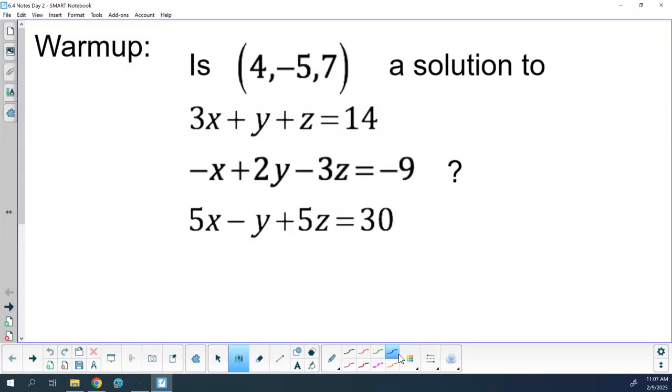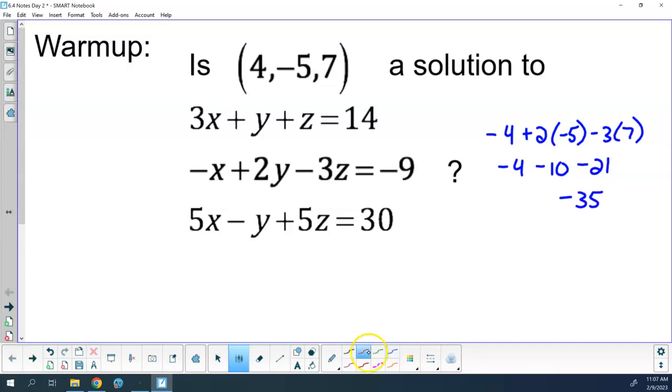So we would have negative of 4 plus 2 times negative 5 minus 3 times 7. That's going to be negative 4 minus 10 minus 21. That's going to be negative 14 minus 21 is negative 35. And that is not equal to negative 9. So that's a no.